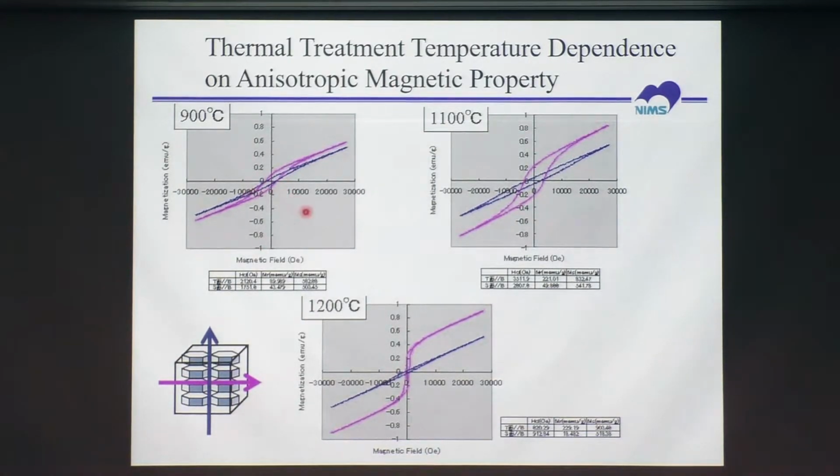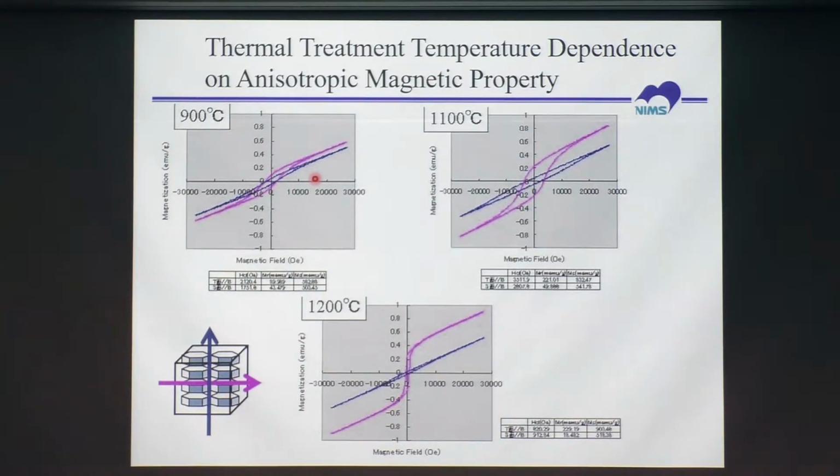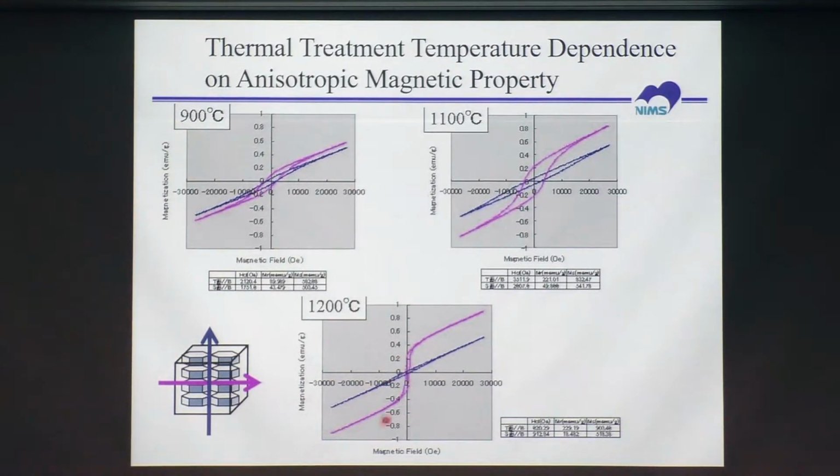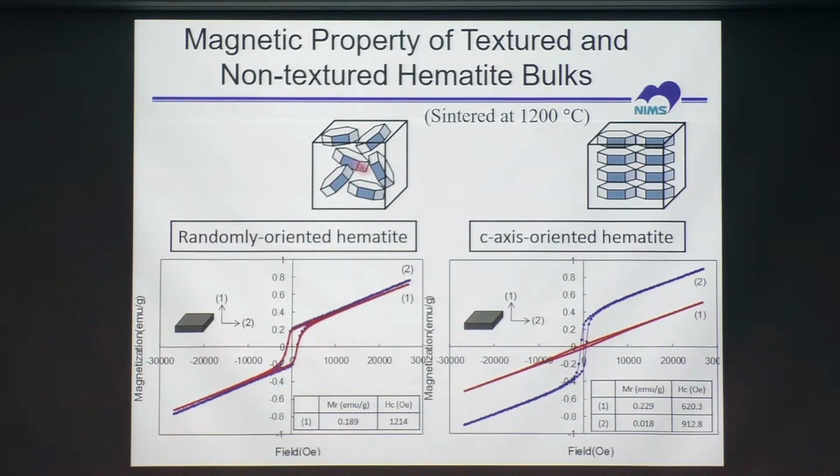During the heat treating, the oriented microstructure develops. So after heating at 1200 degrees C, in the direction perpendicular to the C-axis, it shows quite interesting magnetic property, soft magnetic property like that. I calculated the mu max from the result. That's mostly equivalent to manganese zinc ferrite. So that is quite an interesting property for crystalline-oriented hematite. But if it is randomly oriented, it doesn't show any anisotropic magnetic property like this.